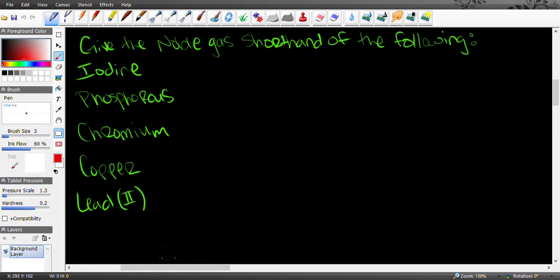Okay, give the noble gas shorthand for the following. Iodine. So if we're looking at iodine, the first noble gas before that is going to be Kr. And then we're going to say that's 5s2, 4d10. And then let's see, iodine 1, 2, 3, 4, 5. So that's going to be back up to 5p5. Don't forget when you do the d orbital, it's the period -1. The f orbital is the period -2.